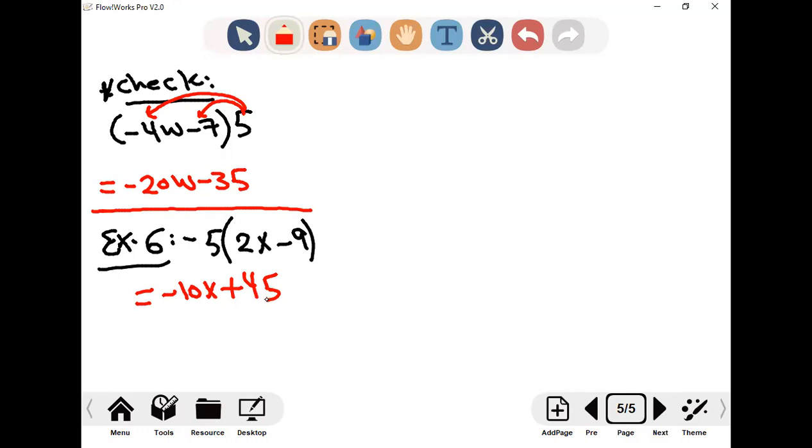Same idea. We use the distributive property. The number can be to the left, the number can be to the right. It's okay, they are not different ways. We are distributing only. We have a check after this example. Check after example 6, we have negative 6 multiplied by.